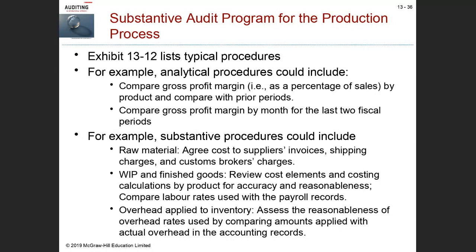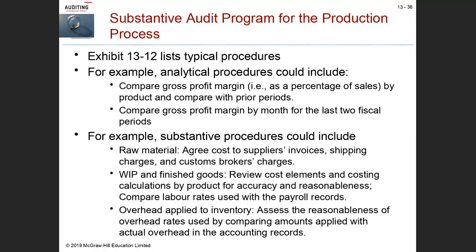Okay. In addition to analytical procedures, though, auditors normally will also do a limited amount normally of substantive procedures in this particular cycle. So with respect to the various types of inventory we have, what might be some of the substantive procedures in terms of tests of detail, right, that auditors might do?